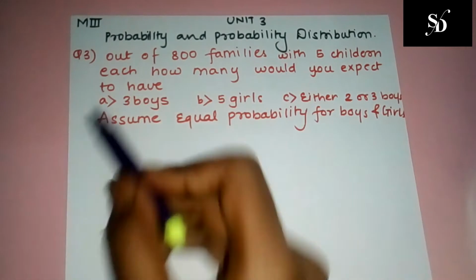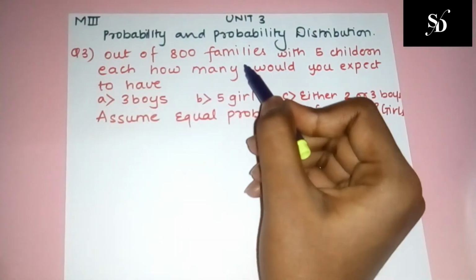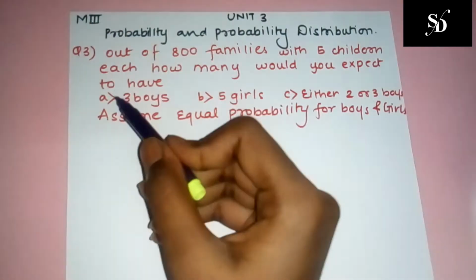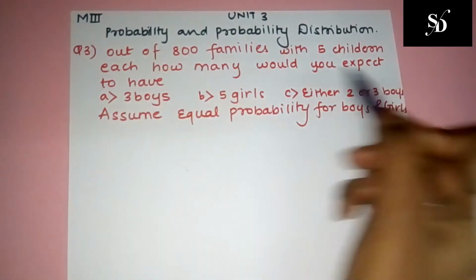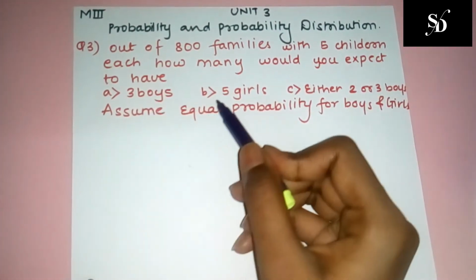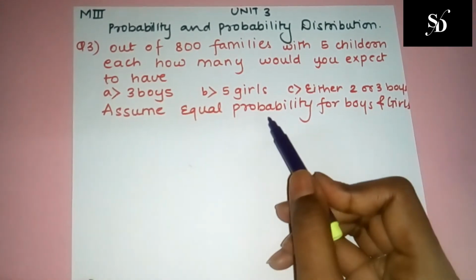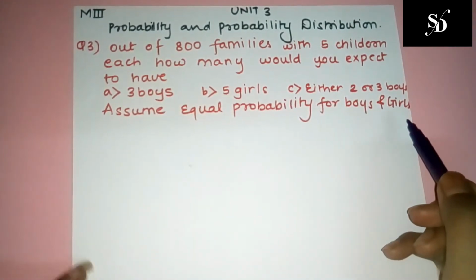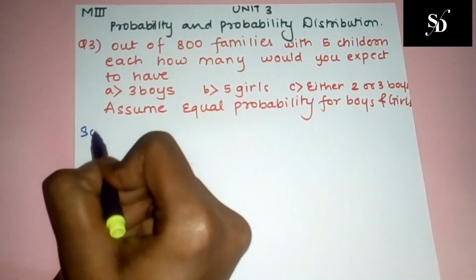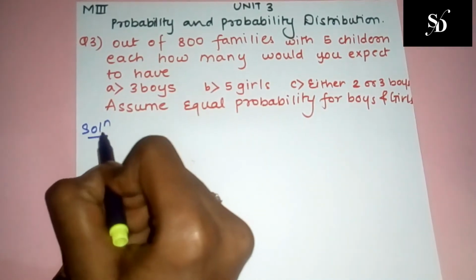So the question is, out of 800 families with 5 children each, how many would you expect to have: A, 3 boys, B, 5 girls, C, either 2 or 3 boys. Assume equal probability for boys and girls. Now this is a very simple, also important question.